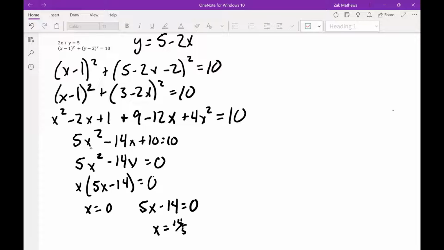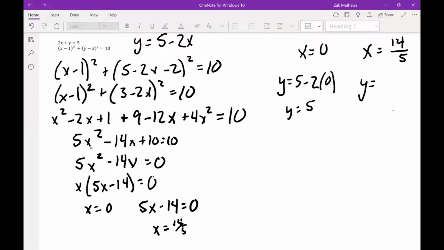Now that I have those two x values, I'm going to plug them back into my y equals equation. I'm going to come back up to the top of the screen just so I can try to keep everything in one viewing window. So I'm going to plug in these two numbers. Y is equal to 5 minus 2 times 0, which is going to give me a 5.